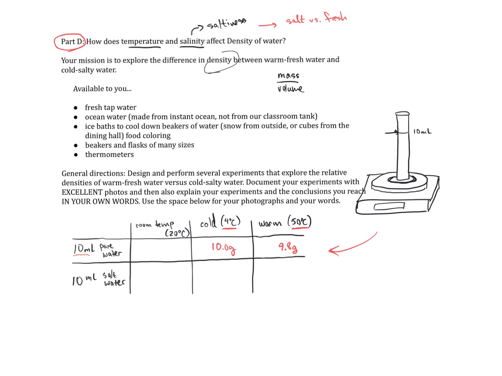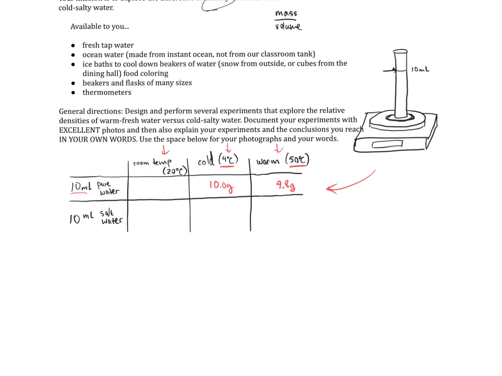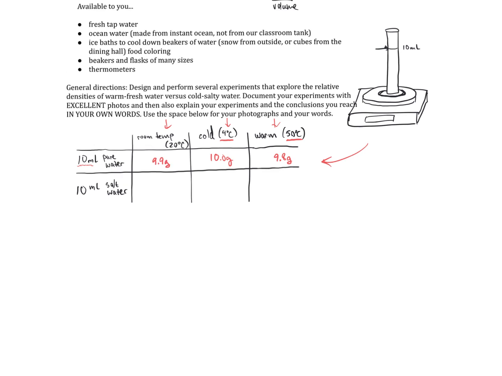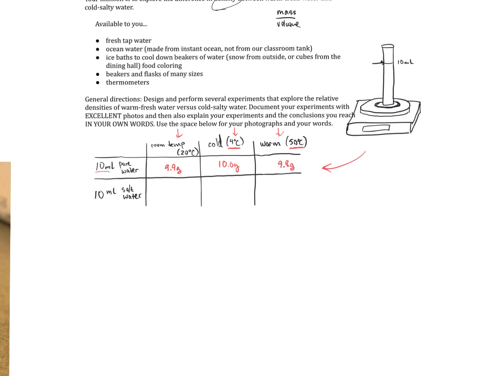And if I put room temperature water, 20 degrees, in the middle, so I really don't have these in order. Here's the coldest, here's the warmest, there's the middle one. Sorry about that. So the middle one would be what you might expect, 9.9 grams. So there's an interesting trend there. As we get warmer, from cold to a little bit warmer to a little bit warmer, you see what happens with the density of that water.